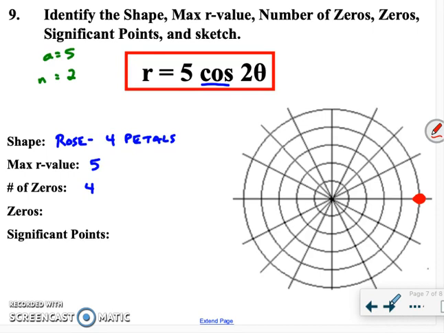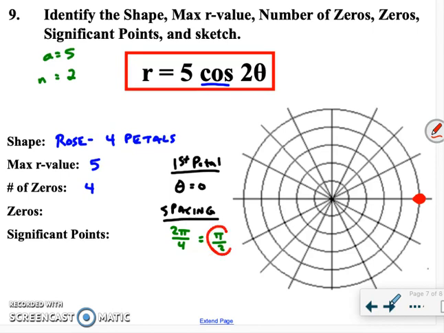So, just like before, let me identify some of this. We said that the first petal, anytime it's a cosine problem, is going to be at theta equals 0. That's great. But now we have to figure out our spacing. For the spacing angle, if you recall, we take a full circle of 2 pi and divide that by the number of petals, which we've already claimed is 4. So cleaning that up, my spacing angle is going to be pi over 2.